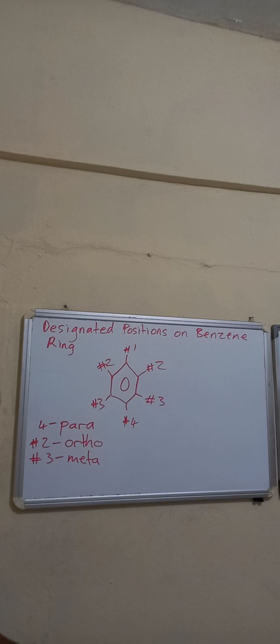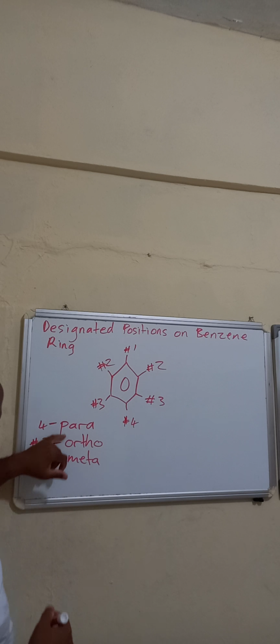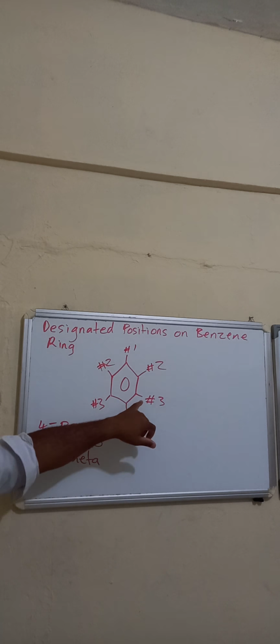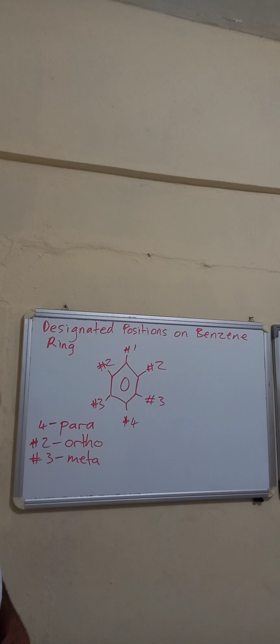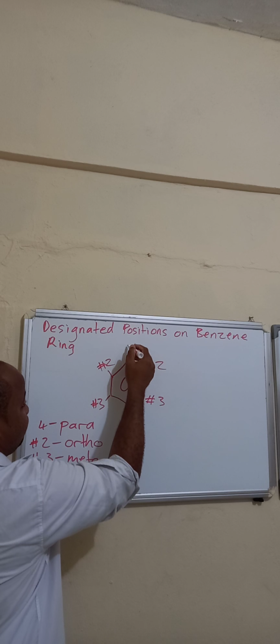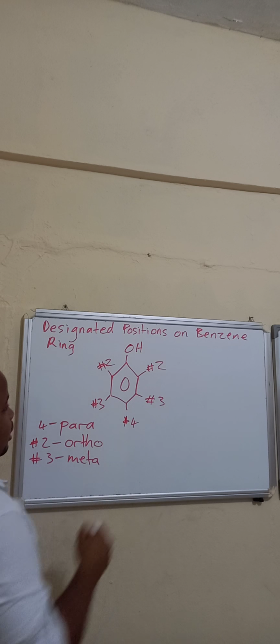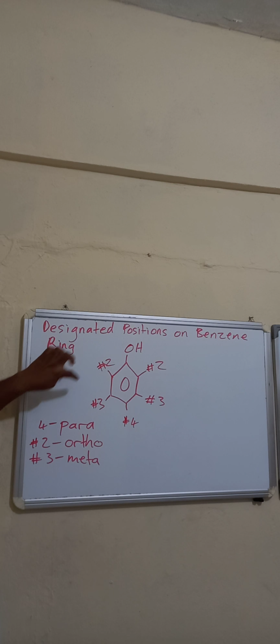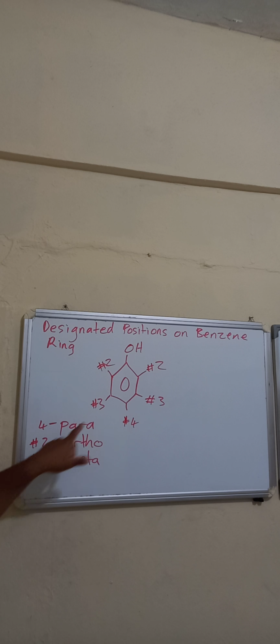And the reason for that is because the position becomes important when you have a group on the ring. Alright, so for instance, you have the OH group. Number 2, that's ortho. Number 4, para. 3 is meta.